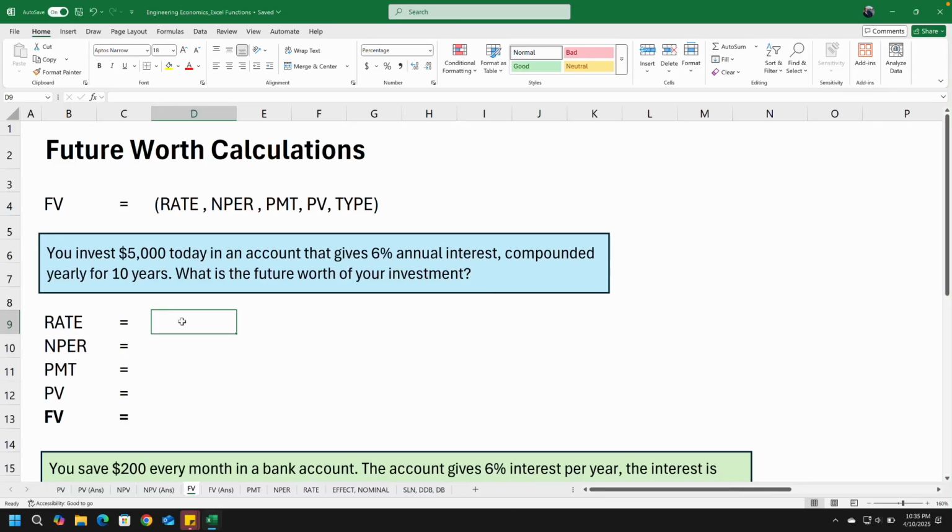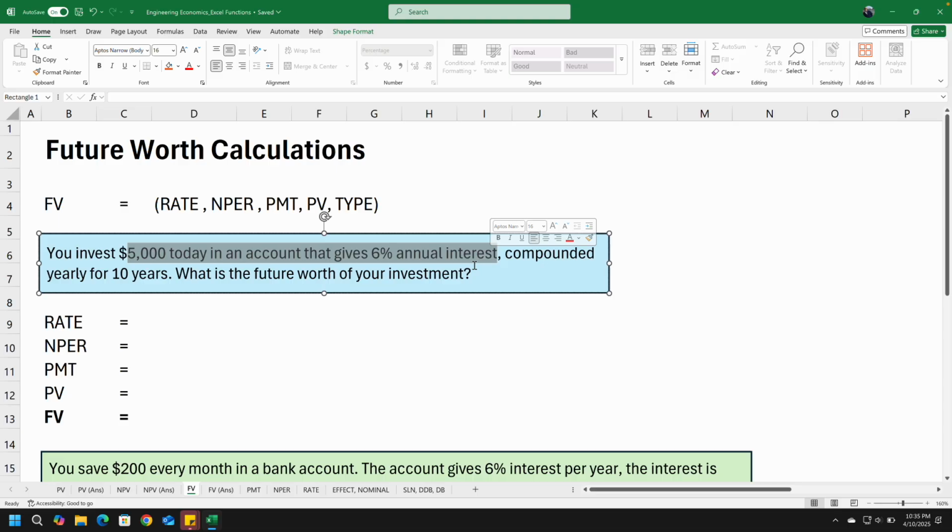Let's look to calculate the future worth or FV values in Excel. And so we're given the formula here and a problem. You want to invest $5,000 today in an account that gives 6% annual interest, compounded yearly for 10 years. Now, what is the future worth of your investment? So just to make things clear, you basically want to spend or give out $5,000 today, and in 10 years, given an interest rate of 6%, you want to know how much you will make, right?